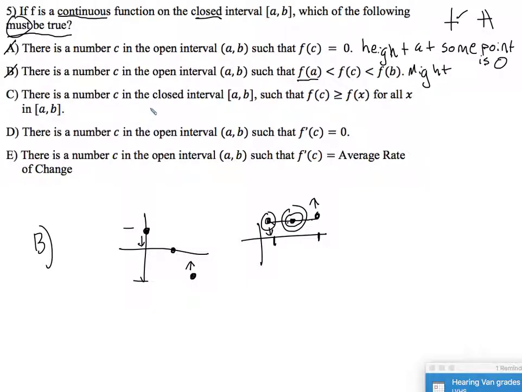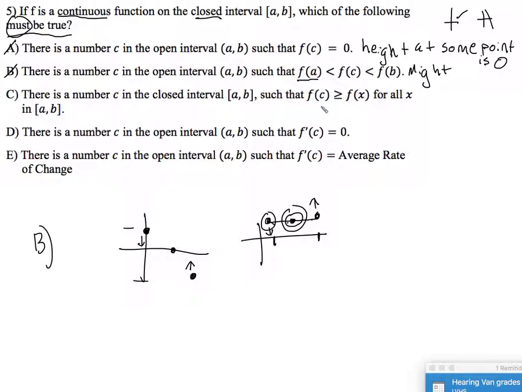Let's look at C. Someone translate this part right here for me. Someone new. There are 5 people in here, which means all 5 people have to talk. How do I translate this? This translates to one word.